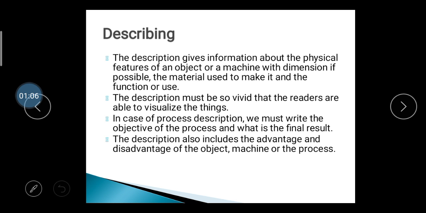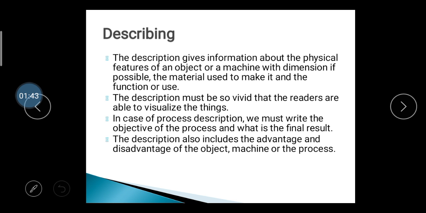Describing means what? The description gives information about the physical features of the object or machine, with the dimensions if possible, and the material used to make it and its future use. When you describe any machine or object, you say which parts are necessary, how the parts are made, and how helpful this machinery is for other production. That is called describing. The description must be so vivid that the readers are able to visualize the thing.